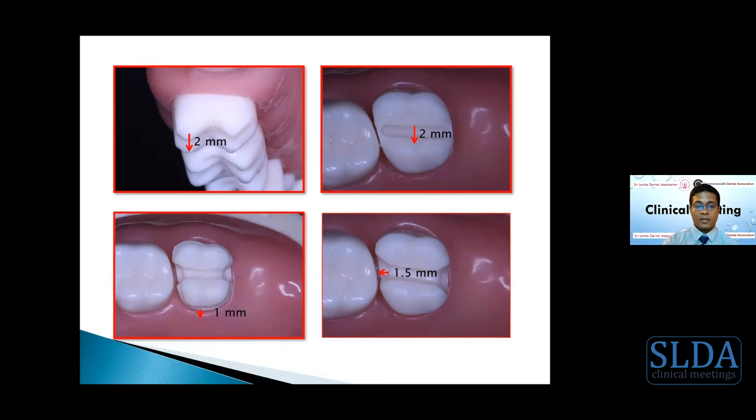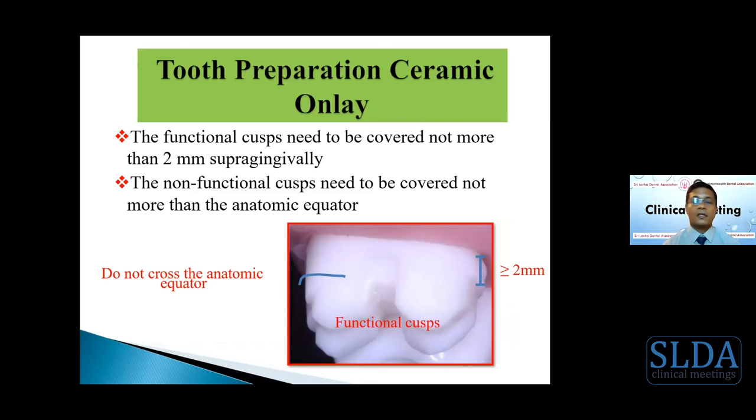And here you should learn some principles behind it. On the functional cusp, you can't go closer than 2 millimeters to the gingival level. You have to at least keep that distance of 2 millimeters between your finish margin and the gingival level. On the non-functional cusp, you can't go past the anatomic equator, the most bulbous part of the non-functional cusp. If you go past these lines, then automatically your preparation will convert into a three-quarter crown or a full crown unnecessarily.